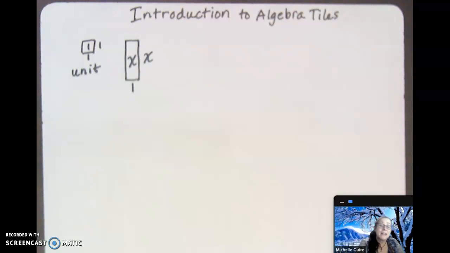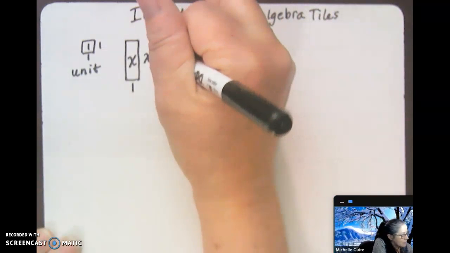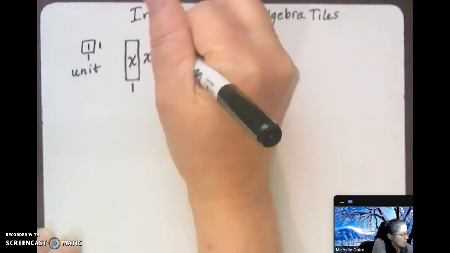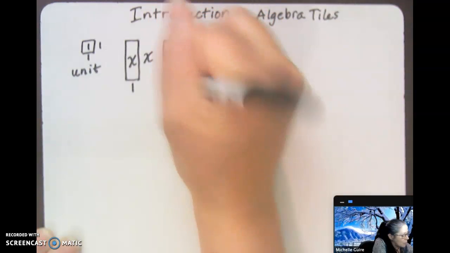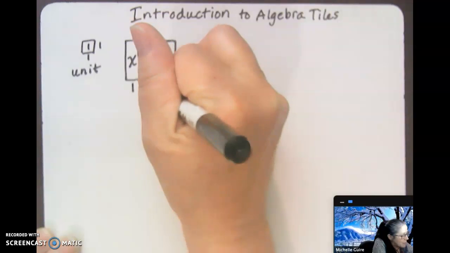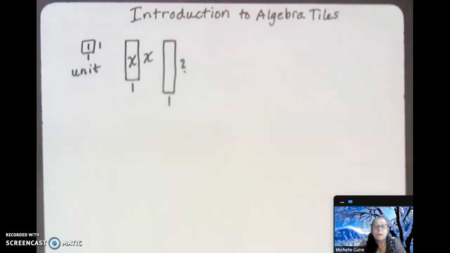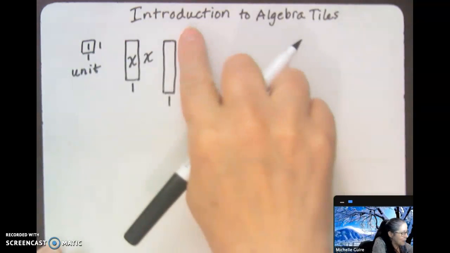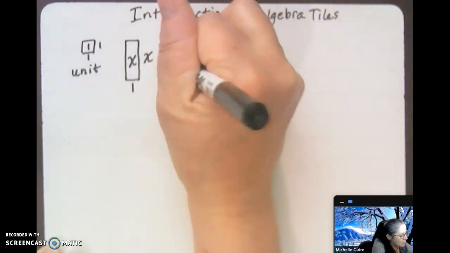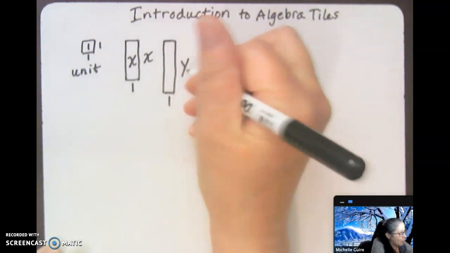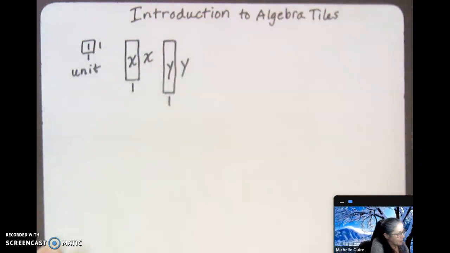All right, so our next tile is going to be a little longer, but have the same base. And we still don't know what the length is. So we know the base is 1, but we still don't know this value. And that's okay, because there's another variable that's very popular in algebra. And that variable is, you guessed it, y. So I'm going to go ahead and make this a y value. So this is a 1 by y, so this is the y tile.